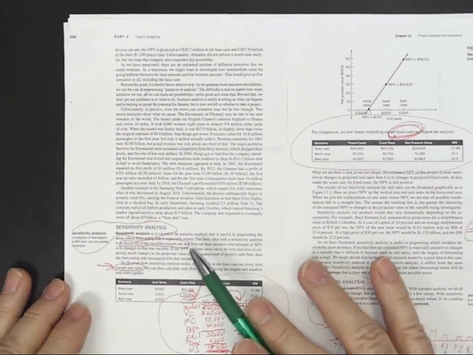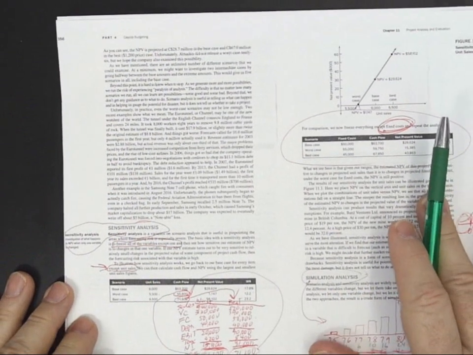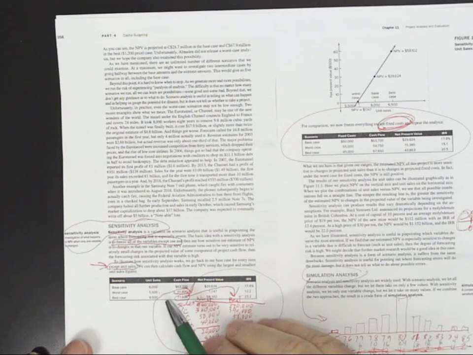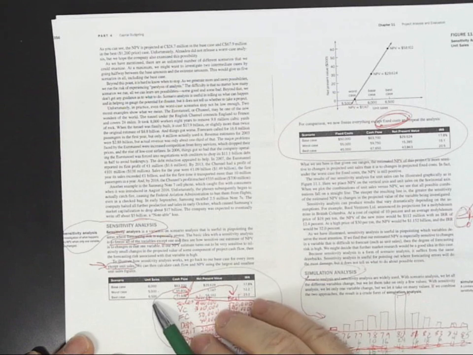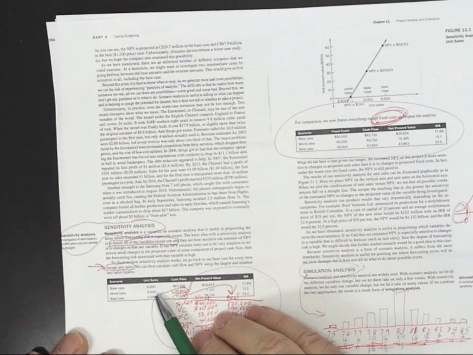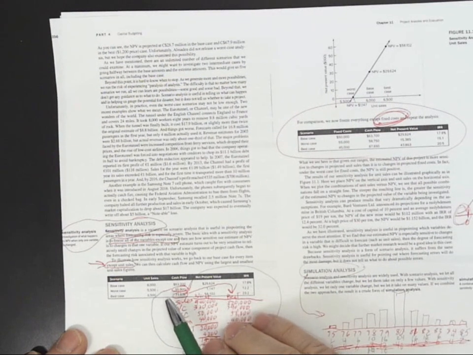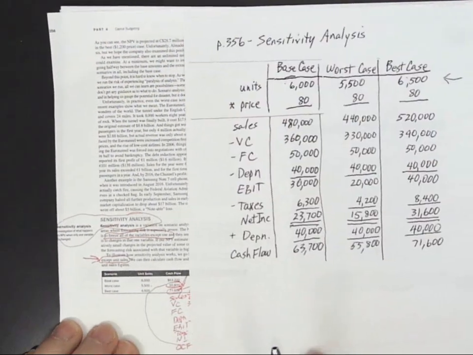Now we go over to sensitivity analysis. And sensitivity analysis is the same sort of thing, except we're only going to change one variable at a time to see how sensitive our net income, our net present value, is going to be relative to the change in one of our variables. And so in this case, they say, well, let's just make it the unit sales. So what would happen if we kept everything else the same, but we just vary unit sales? So this is what it would look like.